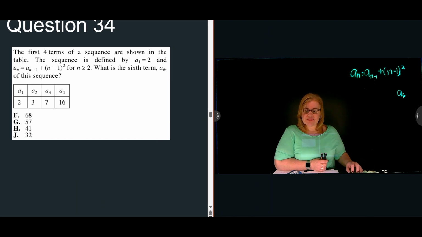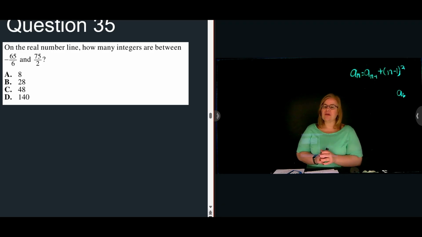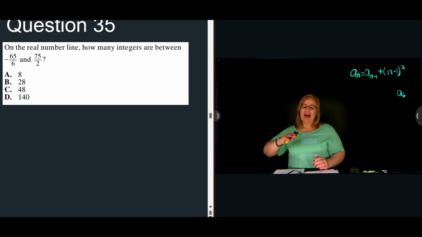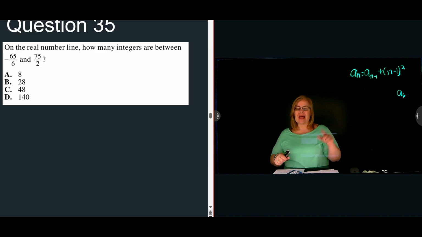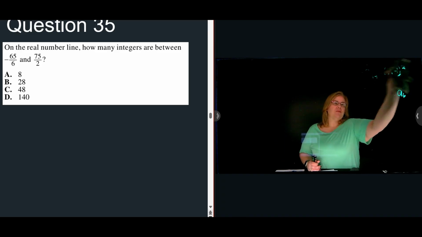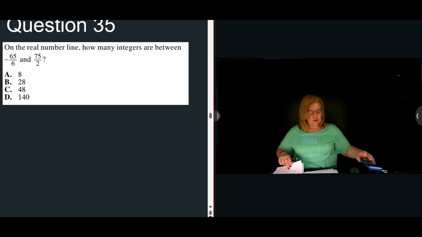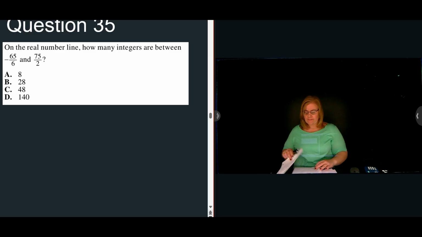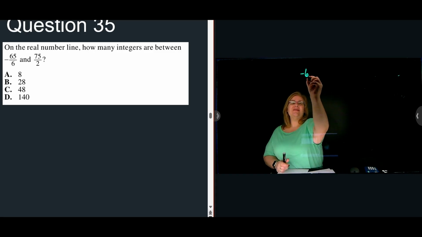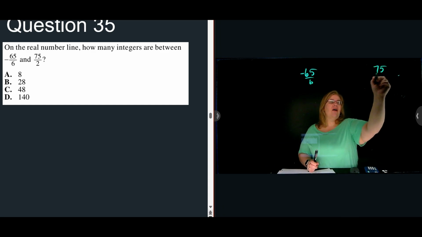There we go. All right, so we said our answer is 57. So let's go to the next one. So here's 35. It says, on the real number line, how many integers are between negative 65 over 6 and 75 over 2? Now, this is what I would do. Let me erase this. All right, so this is what I would do. Get my notes. All right, so I am going to take negative 65 over 6, and then I'm going to look at 75 over 2.